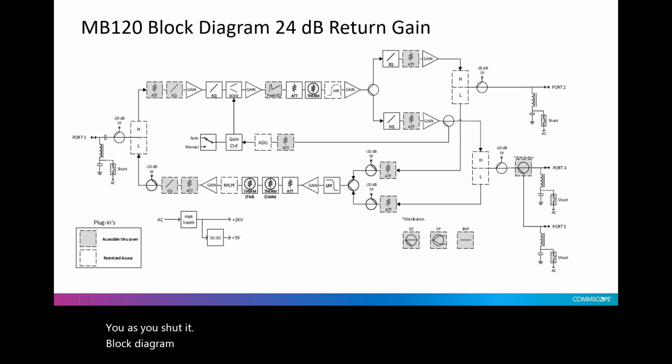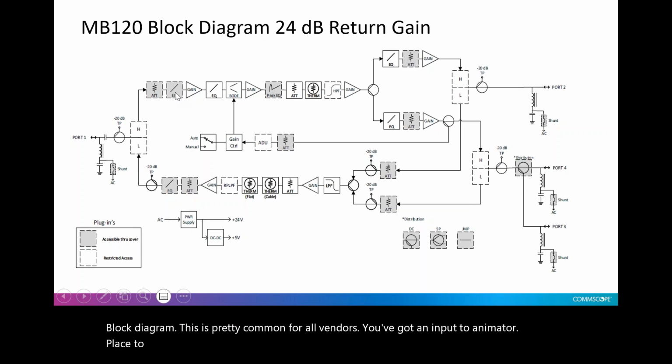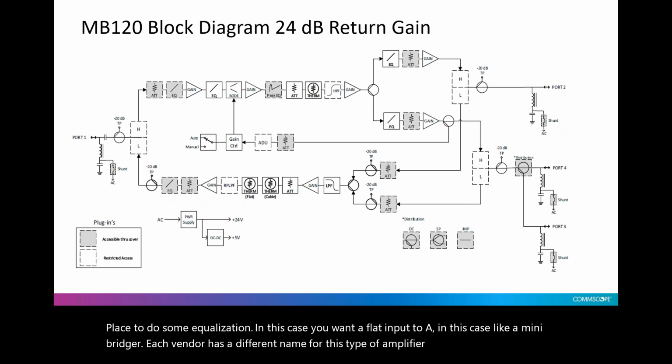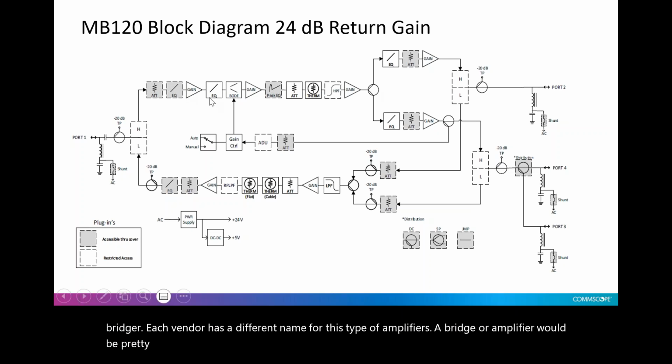Block diagram, this is pretty common for all vendors. You've got an input attenuator, a place to do some equalization. In this case, you want a flat input to, like, a mini bridger. Each vendor has a different name for this type of amplifier. A bridger amplifier would be pretty common.